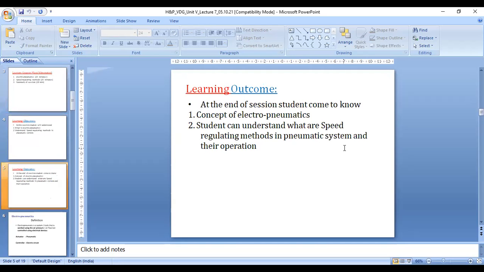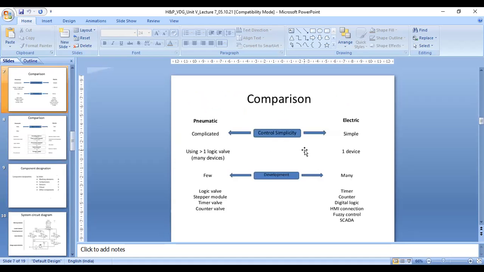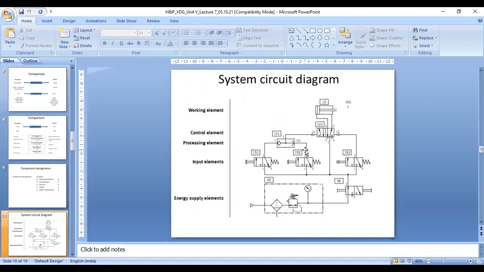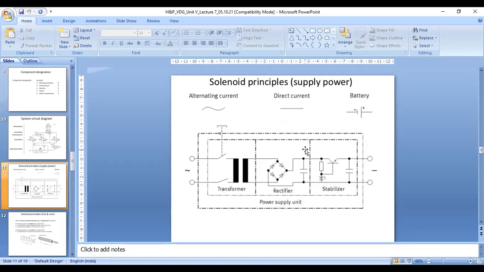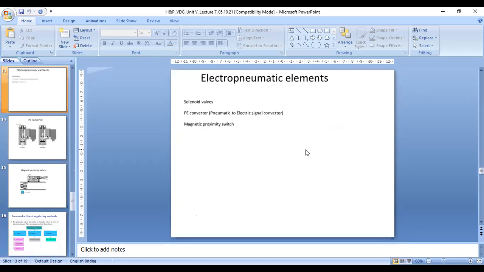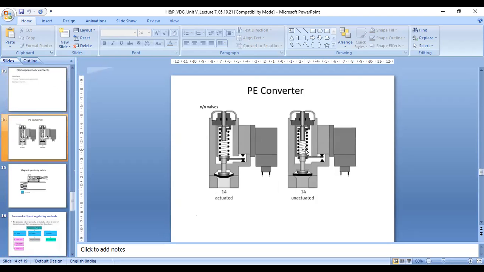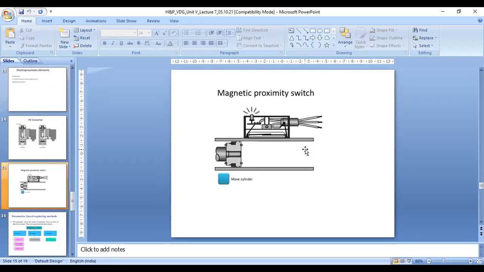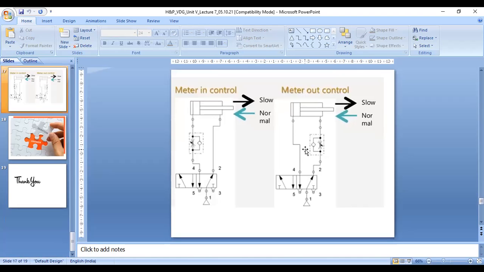In this lecture, we have discussed electropneumatics. Electropneumatics is a system that works using air pressure and air flow, but is controlled using electrical devices. Comparison of electric and pneumatic, system design circuit, solenoid principle, electromagnetic elements, P converter, magnetic proximity switch, and pneumatic speed regulating method.